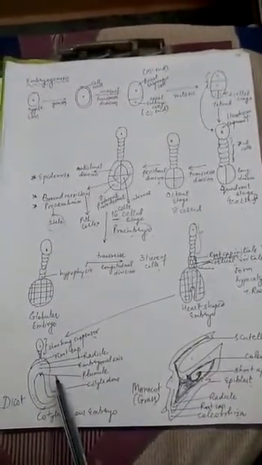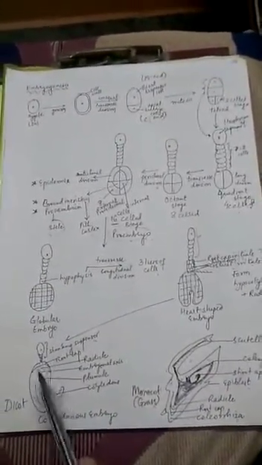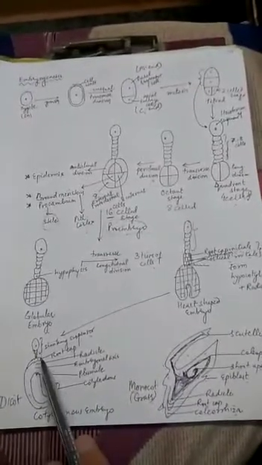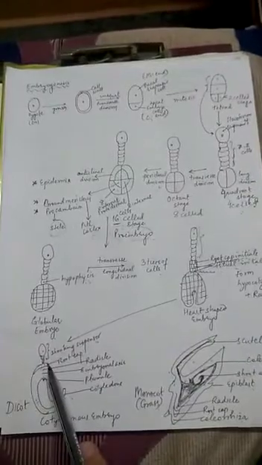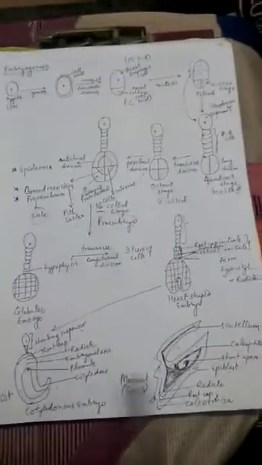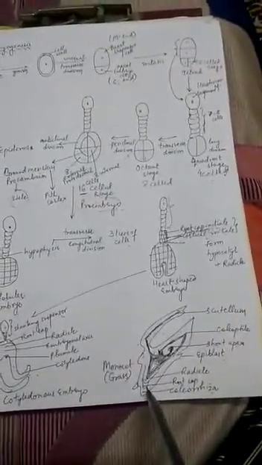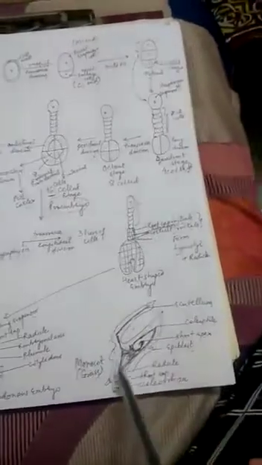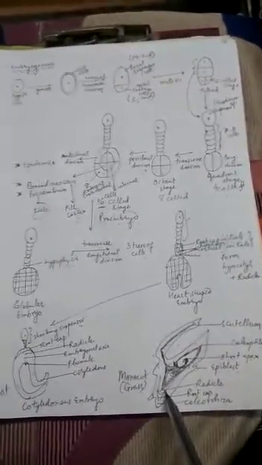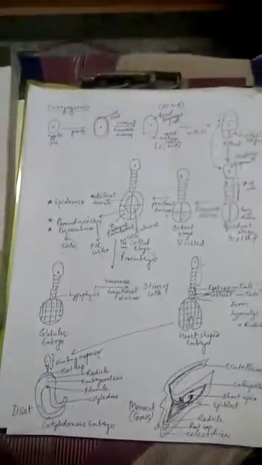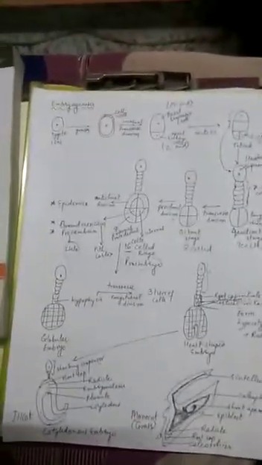There is no sheathing, protective sheath around the plumule and around the radicle in the case of dicot plants, but you will find there is a coleorrhiza and a coleoptile which covers the shoot apex, future shoot apex and the future root apex. I hope students this topic is clear to you.